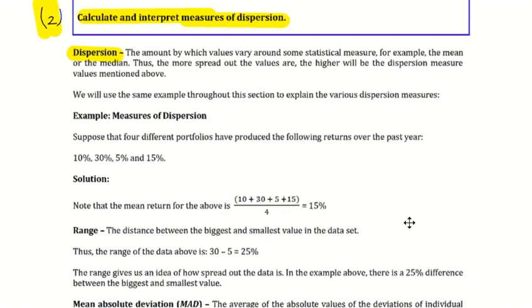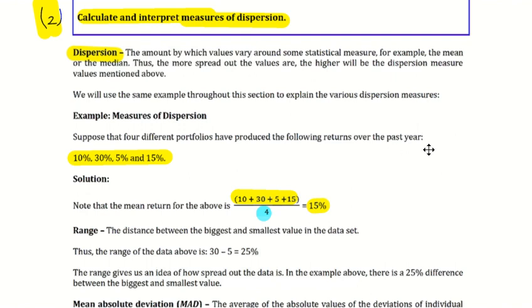Measures of dispersion, let's have a look over here, guys. I've got the following portfolios over the past period: 10%, 30%, 5%, and 15%. Straight away, remember, guys, we always start off and say, well, what's the mean, what's the average? You sum those together, that's your numerator. Your denominator is how many observations were there? There were 4, and I get to a mean or an average of 15%.